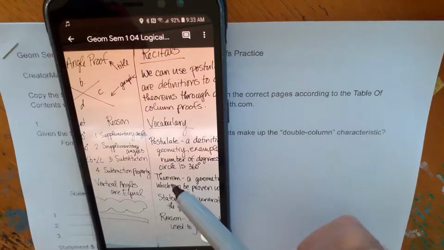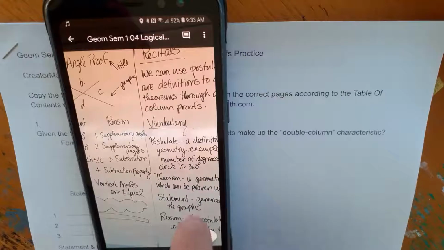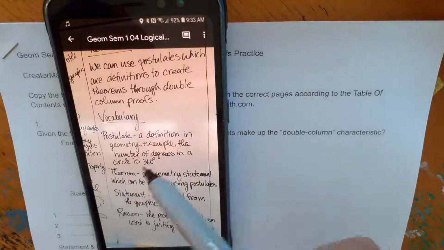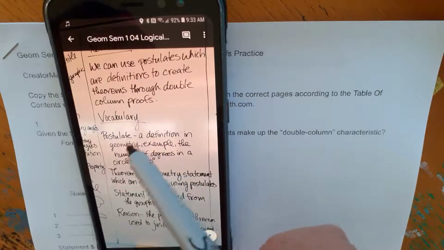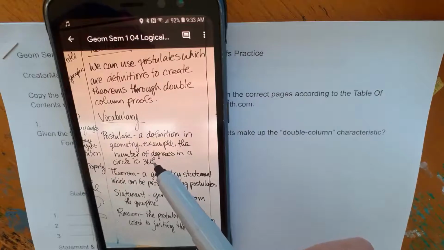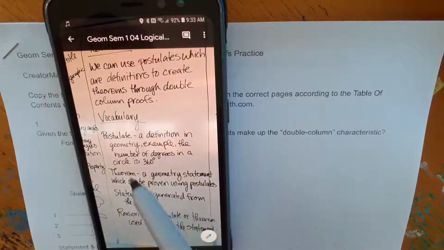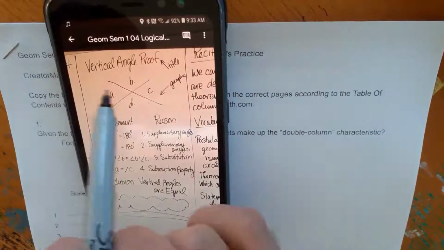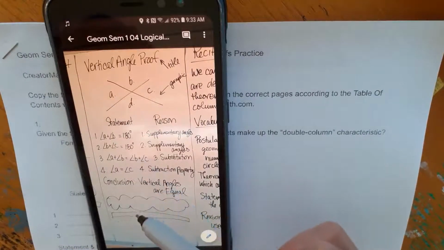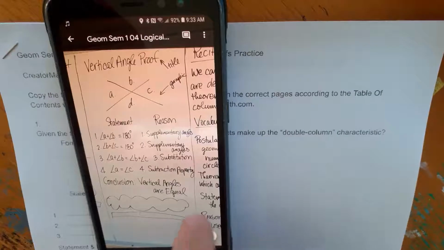A theorem is a proof based on postulates, which are definitions and basic common understandings. Definitions would be the simplest understanding of a postulate. A theorem is the building of those postulates into a proof that now we can present and use in geometry. So we use all the time that vertical angles are equal. This is a proof using postulates of why that's true.